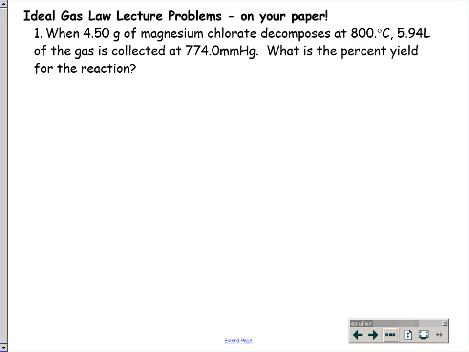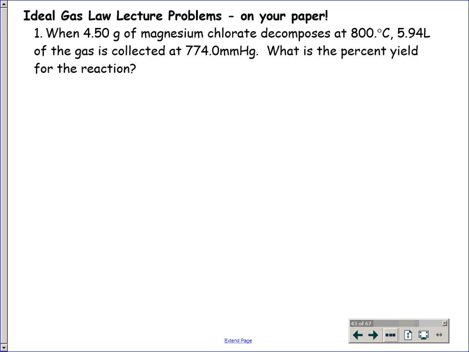If you're stuck, here's what I'll tell you. Percent yield, we know that. What's the equation for percent yield? Actual yield over theoretical yield times 100. All right, so essentially you've got to get both of those values to solve.